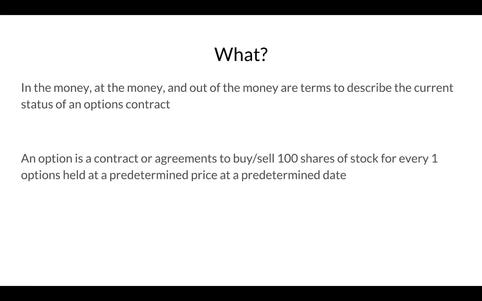So again, I state this all the time because it's important. A lot of people get really confused with options. They don't really understand them. They're not confusing at all. Options are a contract or agreement to buy or sell 100 shares of stock for every one option we hold at a predetermined price and a predetermined date. Every option is worth 100 shares of stock, and something happens, a buy or a sell, at a predetermined price. That is the strike price of the option, and a predetermined date is when an option expires.